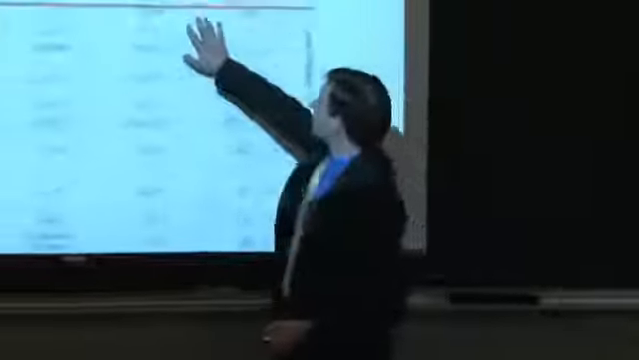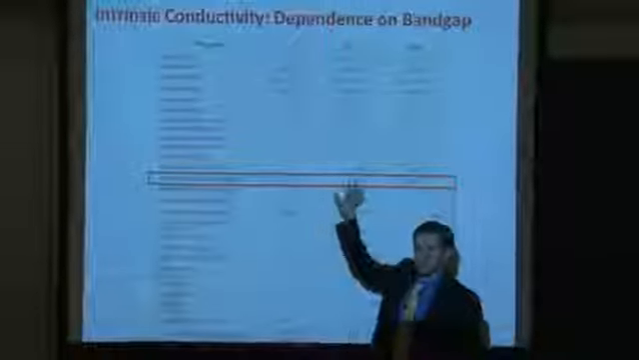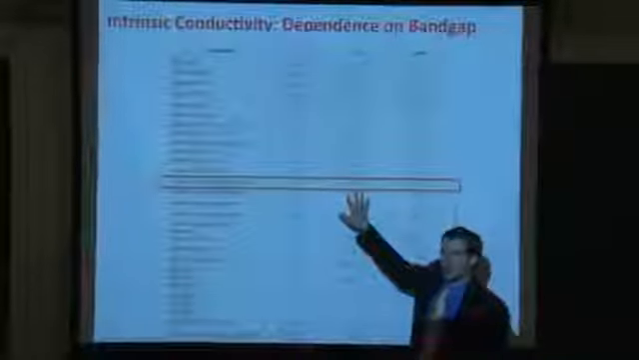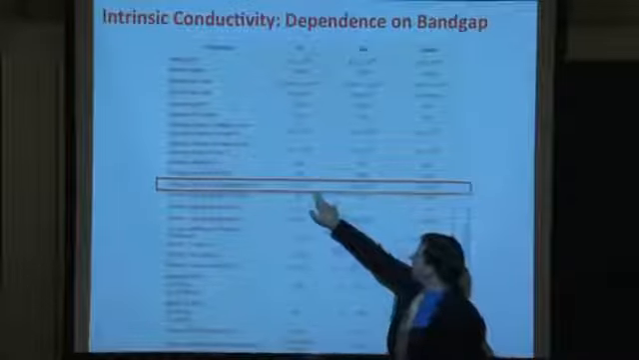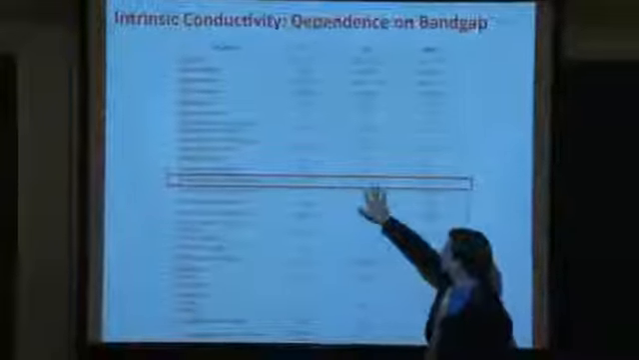And silicon was ultimately chosen as the material of choice for transistors because the intrinsic carrier concentration of germanium was just too high for most applications. You can see the intrinsic carrier concentration at room temperature of silicon is around 10 to the 10, whereas for germanium it's around 10 to the 13, 3 orders of magnitude higher.